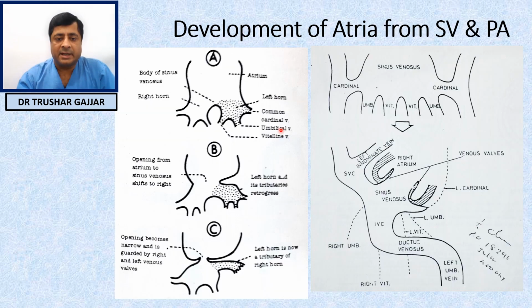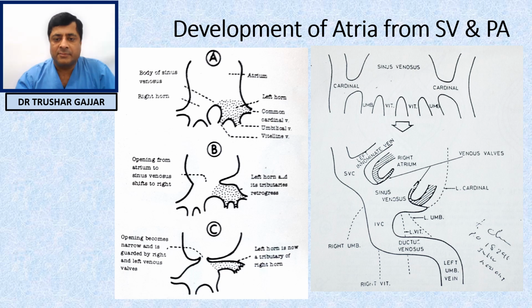So the atria develops from sinus venosus and primitive atrium. The sinus venosus, what we saw, has two horns. We have seen these two horns. Each horn is having three tributaries. So it is cardinal vein, umbilical vein and vitelline vein. That is there on either side.